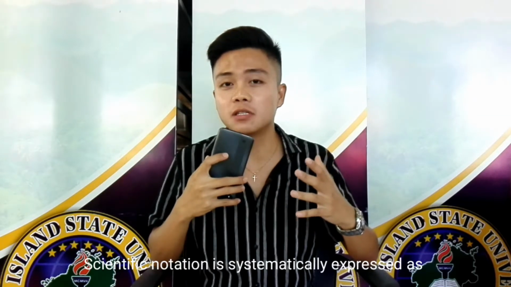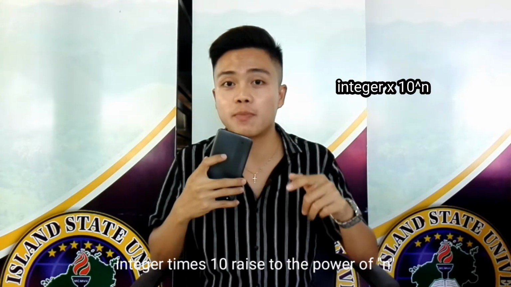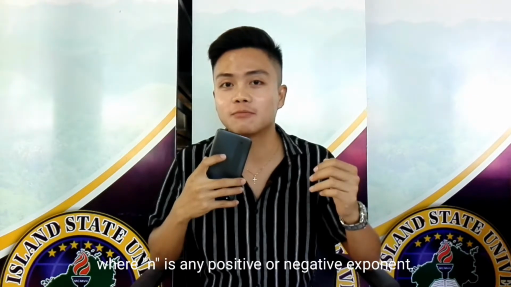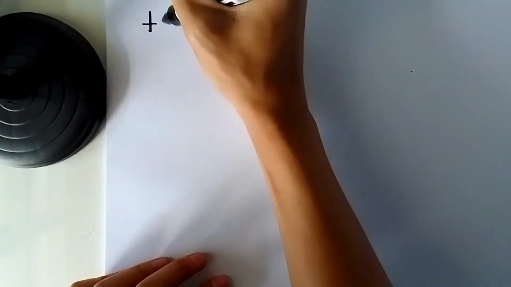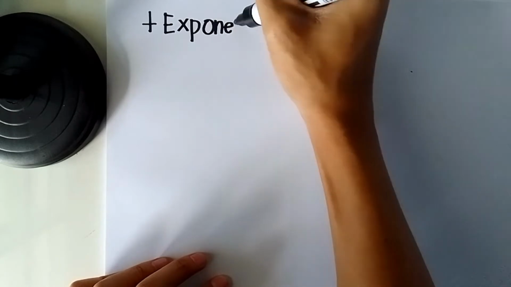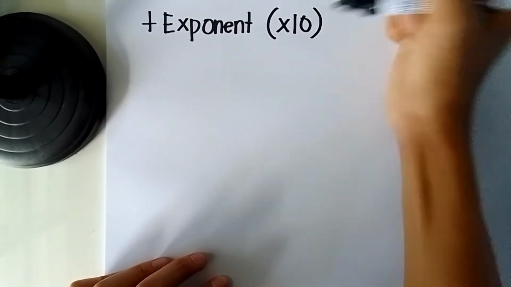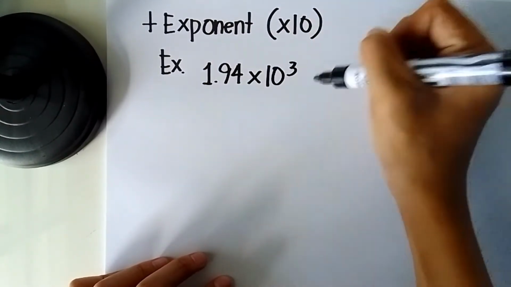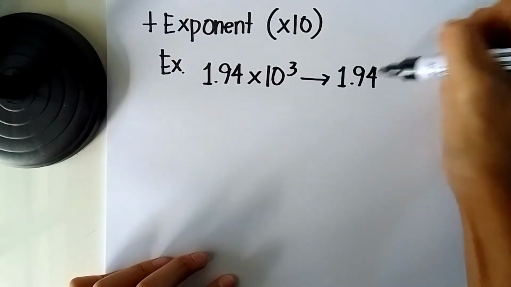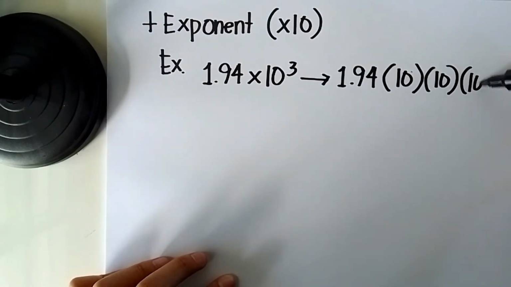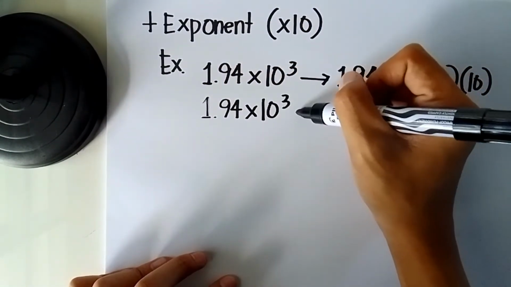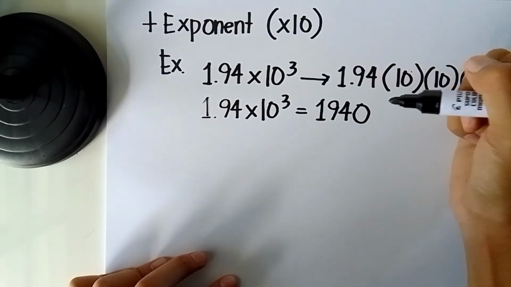Scientific notation is systematically expressed as integer times 10 raised to the power of n, where n is any positive or negative exponent. A positive exponent tells how many times the integer must be multiplied by 10 to convert it into decimal notation. Example, 1.94 times 10 raised to the power of 3, which is technically translated by multiplying 1.94 times 10 three times. So 1.94 times 10 raised to the power of 3 is basically 1940.